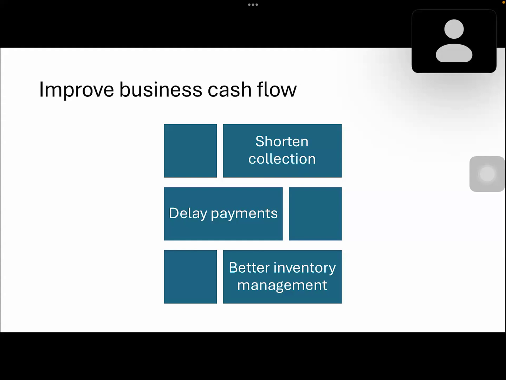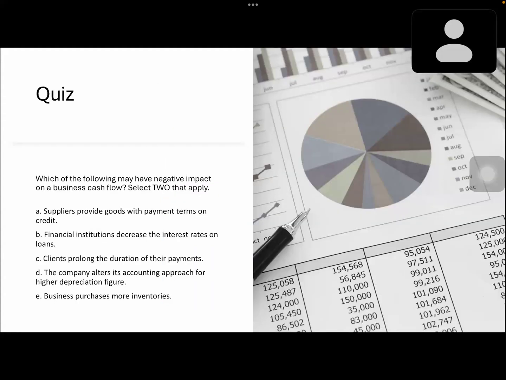So if you see any question like this, then you need to analyze whether this one has an impact like delaying the payment or prolonging payment, or does it have any impact at all? For example, with option D, the complete answer is accounting approach or higher depreciation figure. It means that they may change the method to calculate their depreciation. However, depreciation is known as a non-cash expense, so it doesn't have any impact on the cash flow at all. Okay, so it is not relevant to the cash flow, right?